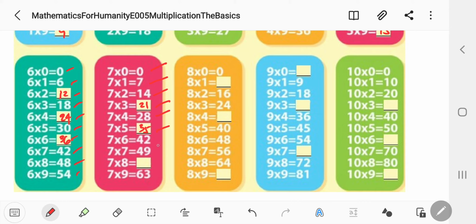And then you have 7 times 6 equals 42, 7 times 7 equals 49, 7 times 8 equals what? 56. Because 49 plus 7 equals, you're counting by 7 here, 56, and then 7 times 9 would be 63.